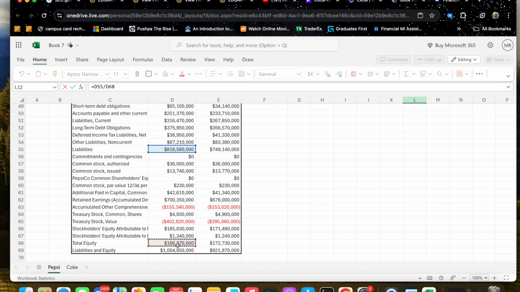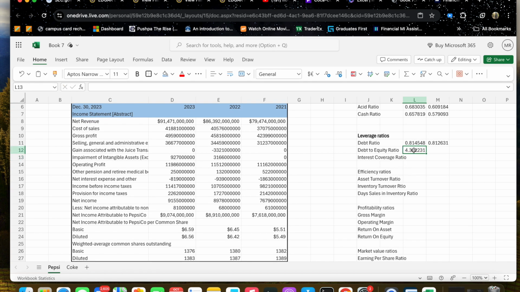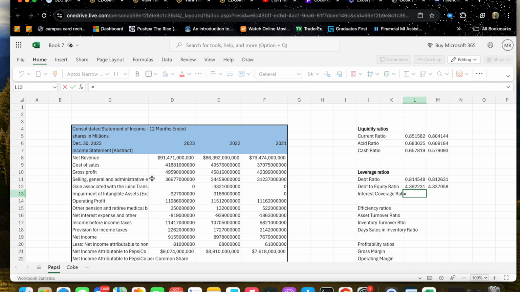Simply it would be total liabilities divided by the shareholders equity. Here you go, just drag it to the right hand side to find the previous year 2022. So here you can see debt is 4 times higher than the equity, more than 4 times.